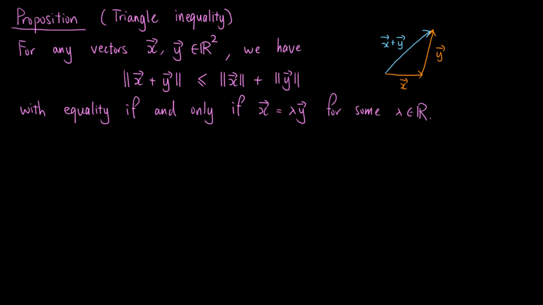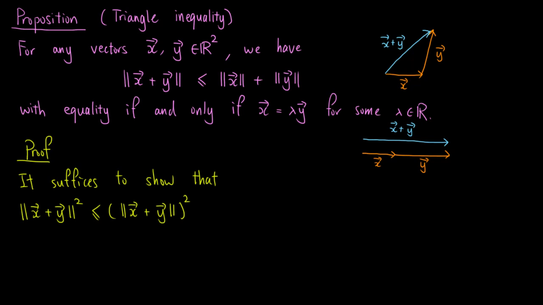However, we have an equality condition here, because for vectors, we allow that x and y are parallel. In other words, x equals lambda times y for some real number lambda. To prove this result, we observe that both sides of the inequality are non-negative, so it is equivalent to showing the inequality when both sides are squared. In other words, the length of x plus y squared is less than or equal to the square of the sum of the length of x plus the length of y. Expanding, we get the length of x squared plus 2 times the length of x times the length of y plus the length of y squared.